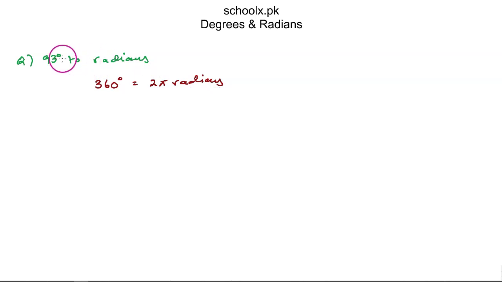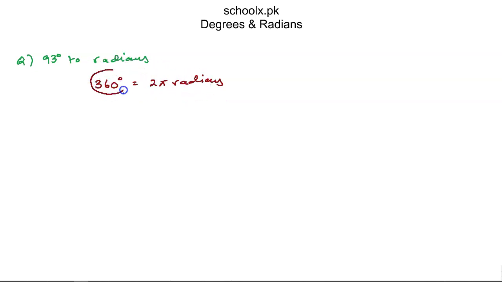Let's do an example. If they have asked us to convert 93 degrees to radians, right? We know the formula, or we know that 360 degrees equals 2 pi radians, right? Now here I want to find the equivalent of 93 degrees in radians. So I'll write radians to my right hand side. This is a common practice. They think you want to find, you write it on your right hand side. So 360 degrees equals 2 pi.